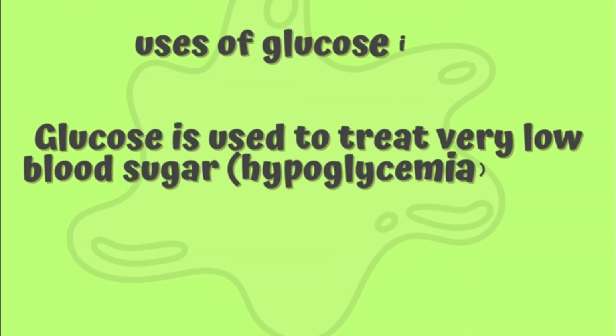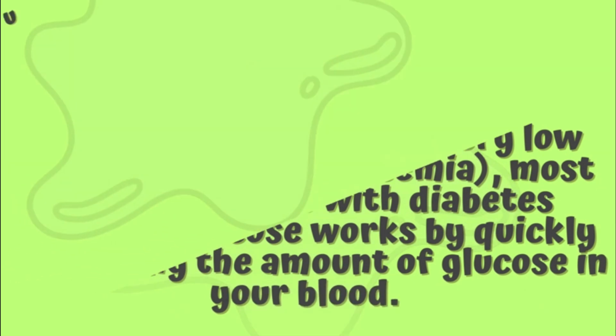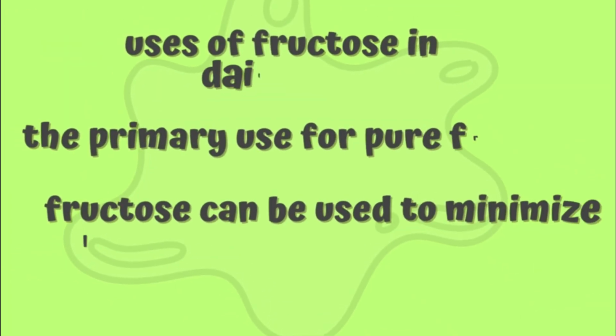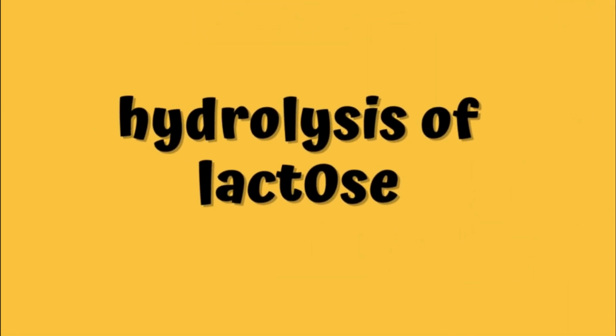Glucose is used to treat very low blood pressure, most often in people with diabetes mellitus. The primary use for pure fructose is sweetness. Fructose can be used to minimize lingering sweetness in some products.